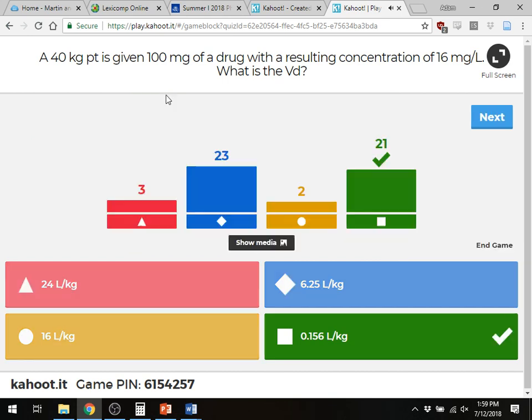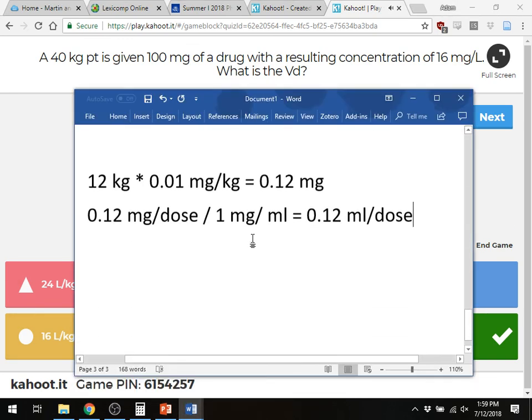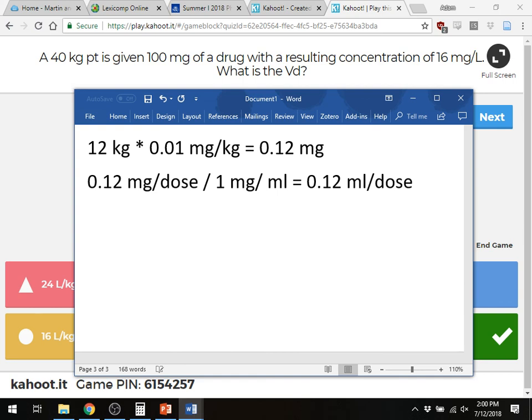Let's work through that and see if we can figure out how we came to this answer. Okay, so what's our first step here? What do we need to figure out? Well, one, let's rearrange our equation. If we know that C0 equals dose over VD, how can I rearrange that? Perfect, yeah, VD equals dose over concentration, over C0, right?